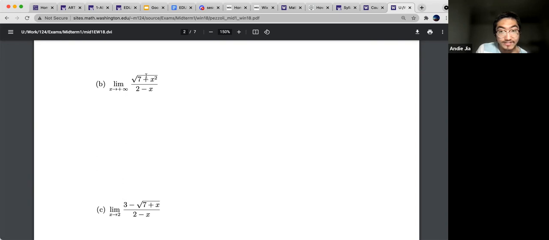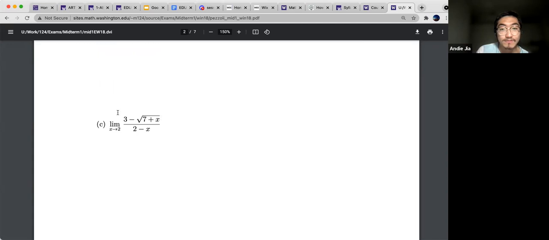So here you can see it's a radical. What you always need to do is either conjugate the radical, but this is an infinity limit, so you need to just divide by the highest power, which is going to be x over 2, and then you get either a 0, or a coefficient, or positive infinity or negative infinity.